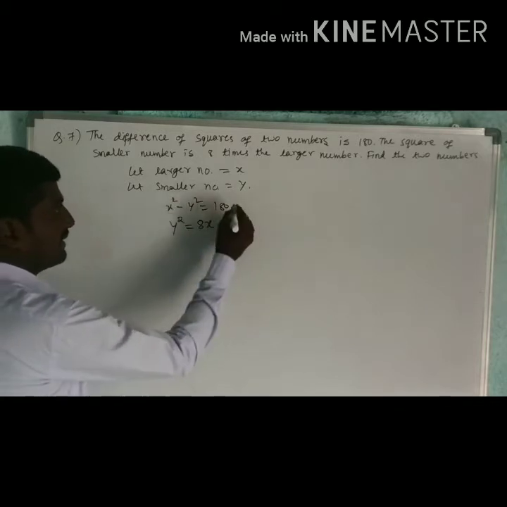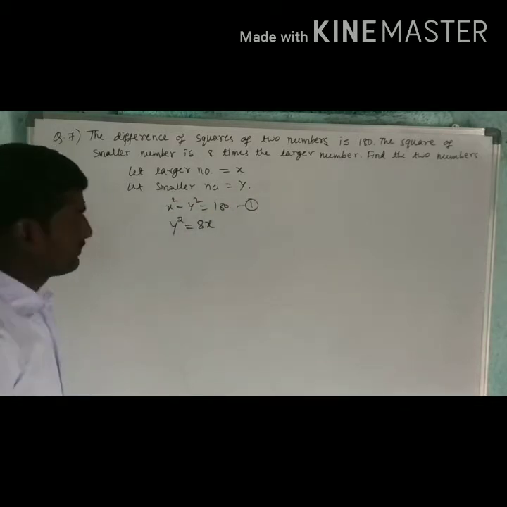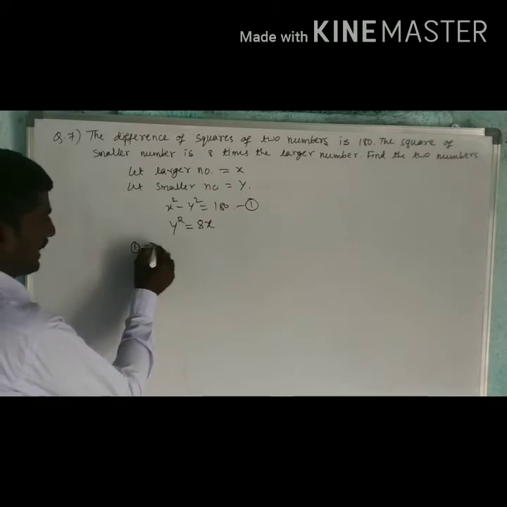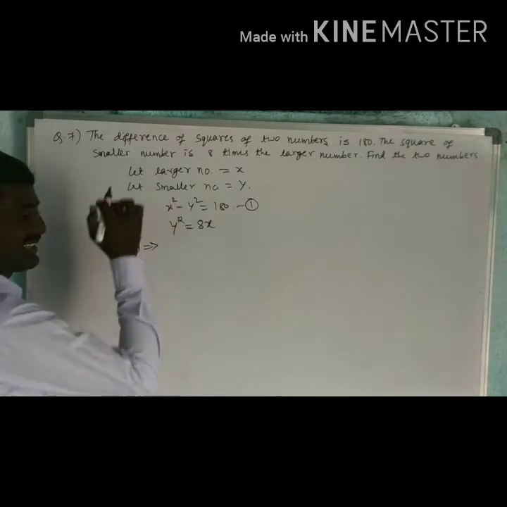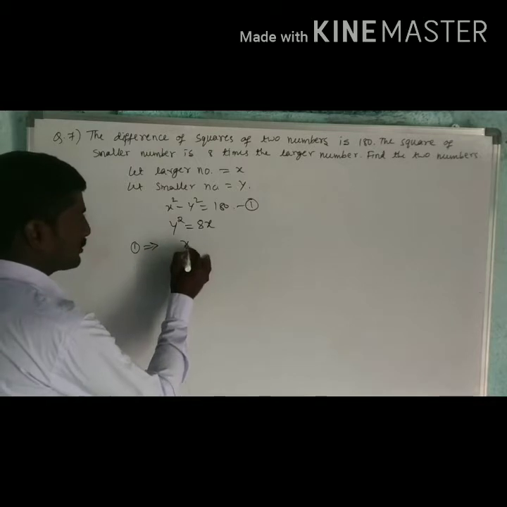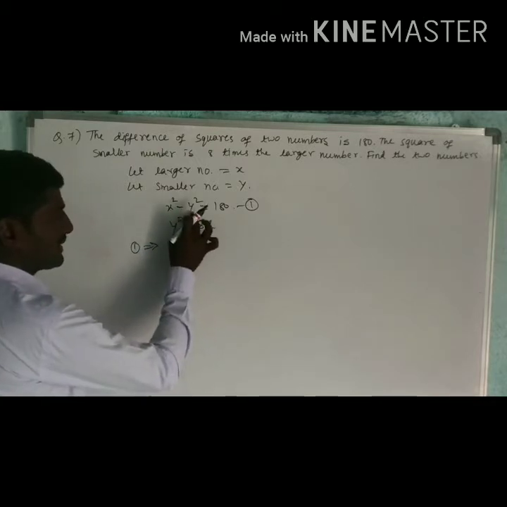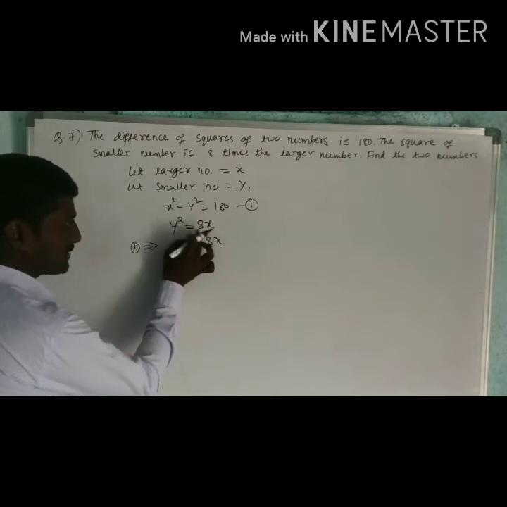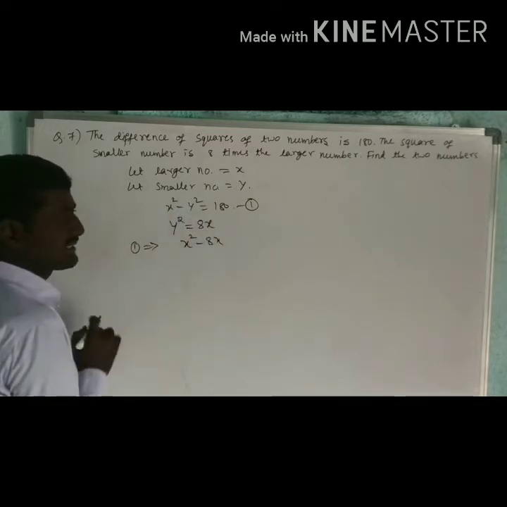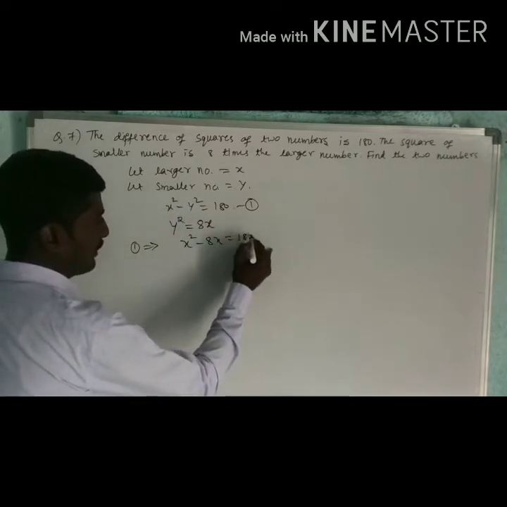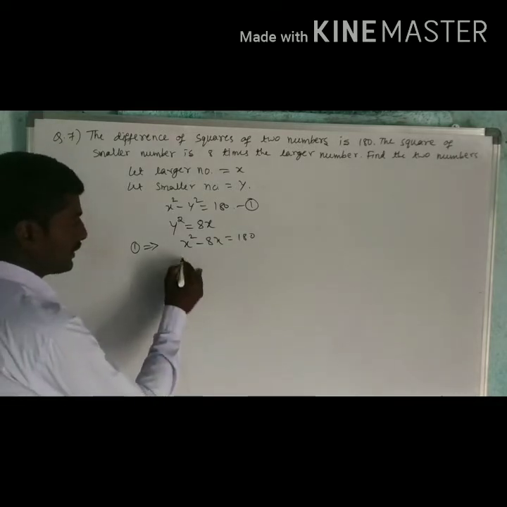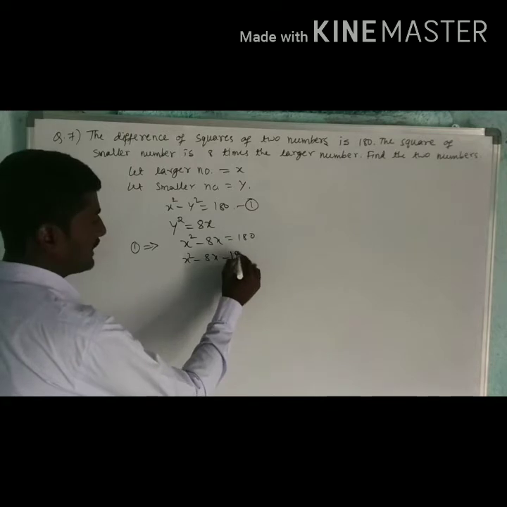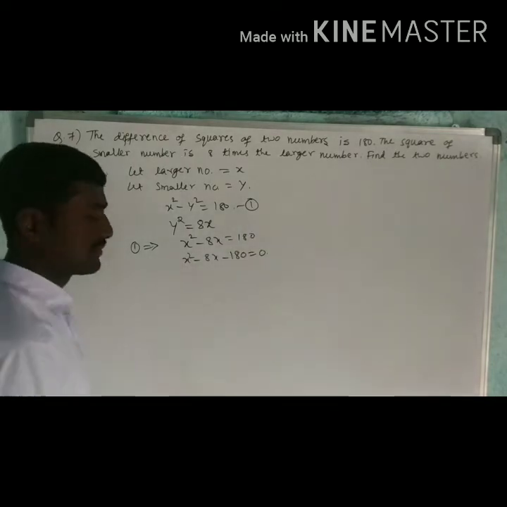I will get a quadratic form. So after substituting this in equation number 1, x square minus y square is there. Y square is nothing but 8x. In place of y square I will substitute 8x. So x square minus 8x is equal to 180. Now x square minus 8x minus 180 is equal to 0.